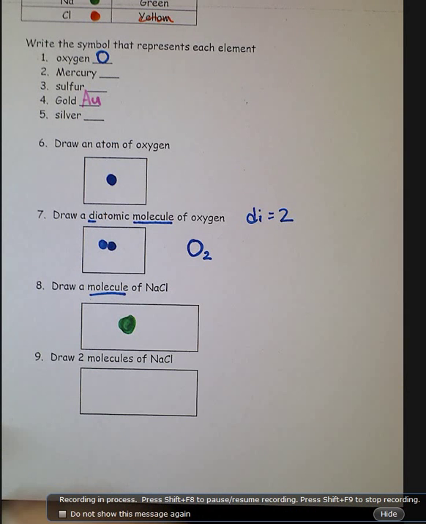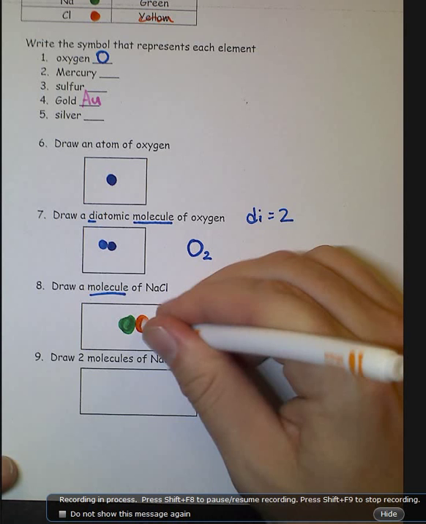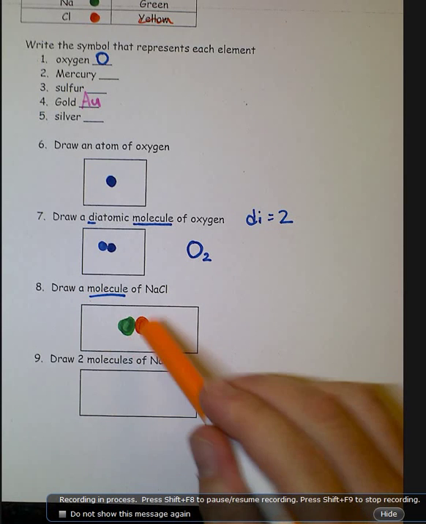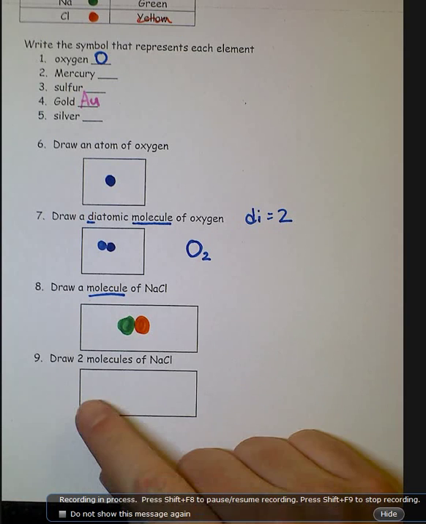Green, orange. There is my sodium chloride. Draw 2 molecules of sodium chloride. Draw 2 there. Okay? And they have to be attached. All right? Onto the back.